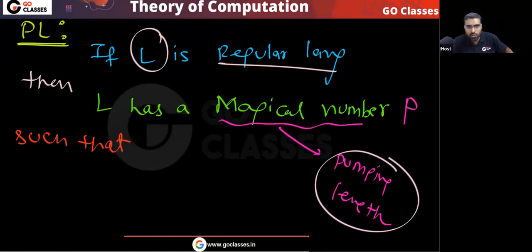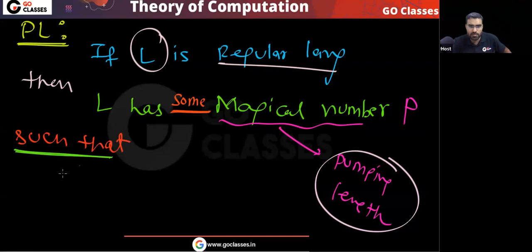Remember, every regular language has a magical number. Tell me, will different regular languages have different magical numbers? Yes. Every regular language has its own magical number. It's not a fixed number for every regular language. There is some magical number, at least one magical number, for this L.